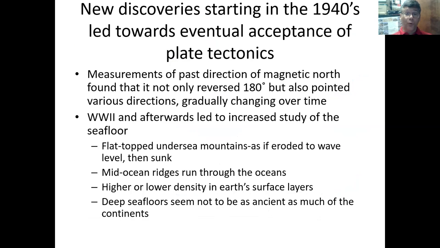Starting in the 1940s, in particular, a little bit in the 30s, but mostly 40s through 50s, we had new discoveries that led towards the acceptance of plate tectonics. Basically, in 1960, the idea of moving plates was still kind of on the fringe. By 1970, it was firmly established. So what led to this relatively rapid change in view among geologists?